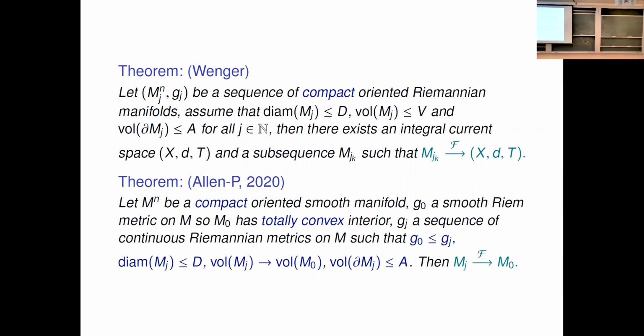How much smoothness is required for the metric here? Gj only continuous? And G0? G0 should be C2 or something, or C1 probably.